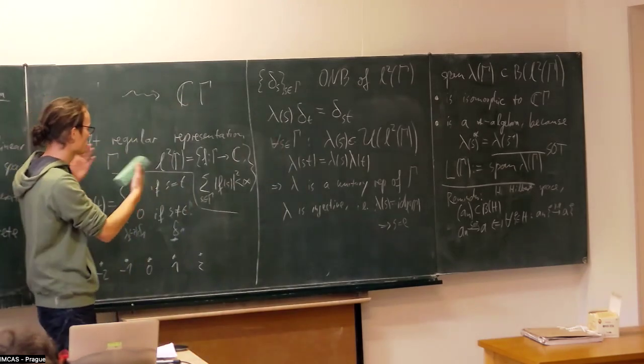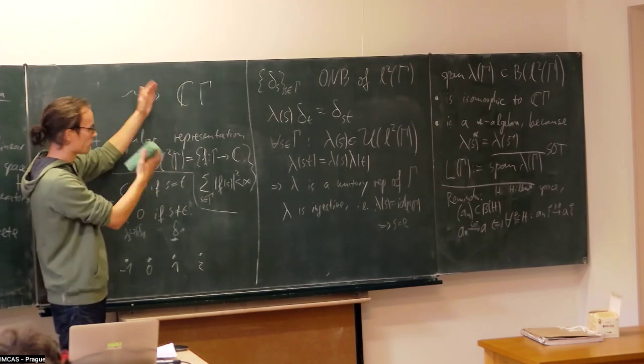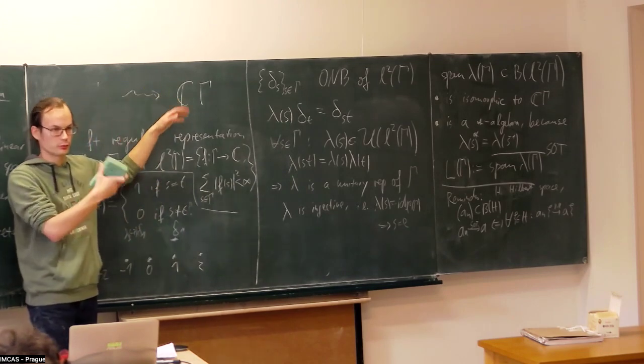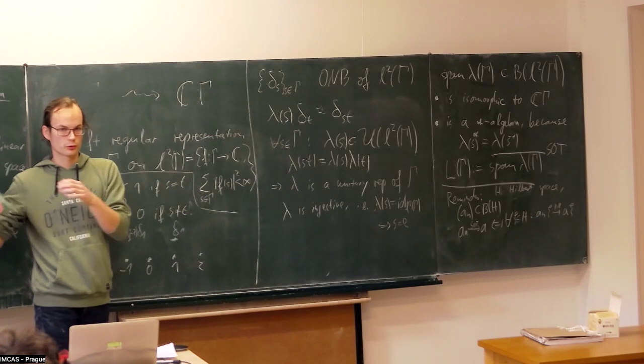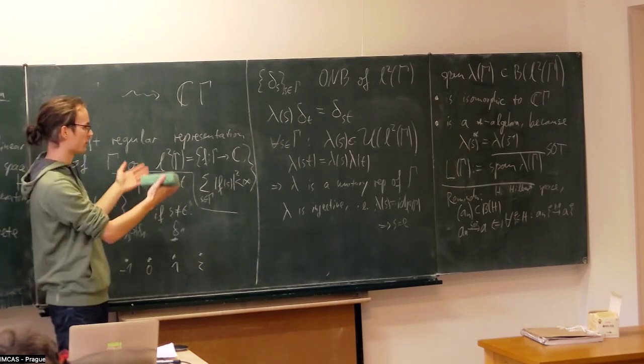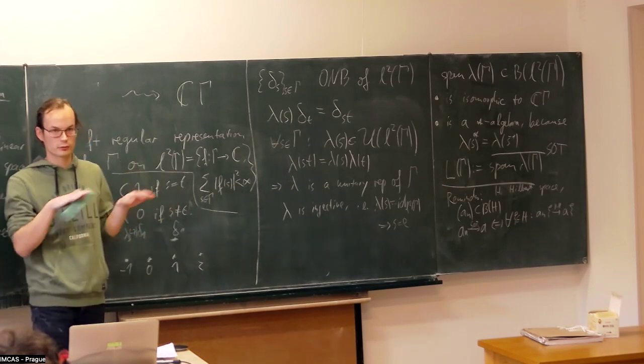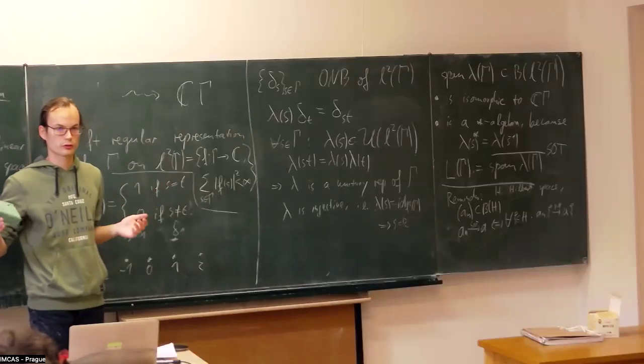So basically, just to recap one last time, we took the group algebra and we wanted to make it into something operator. So we represented it concretely as operators on some Hilbert space, and then we took the strong operator topology closure, and that gives us the von Neumann algebra.